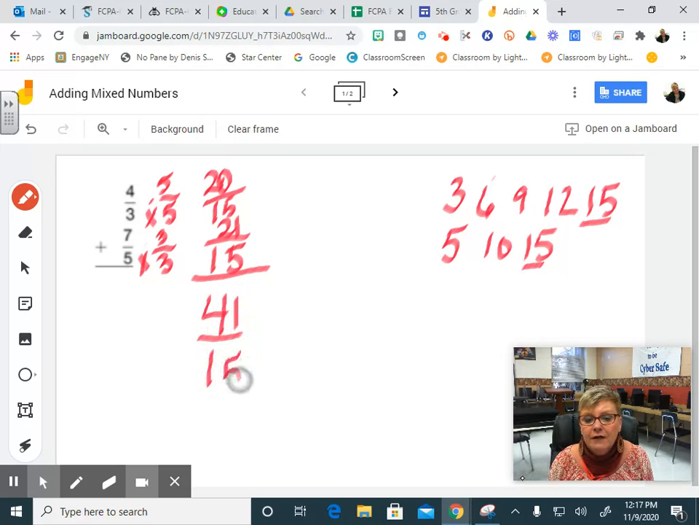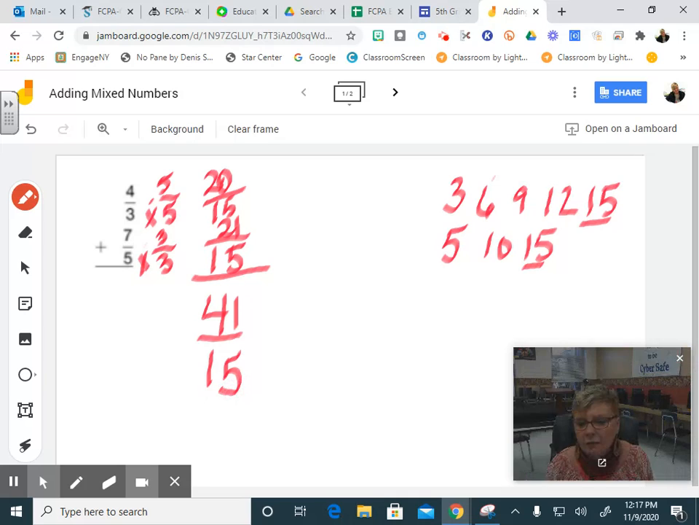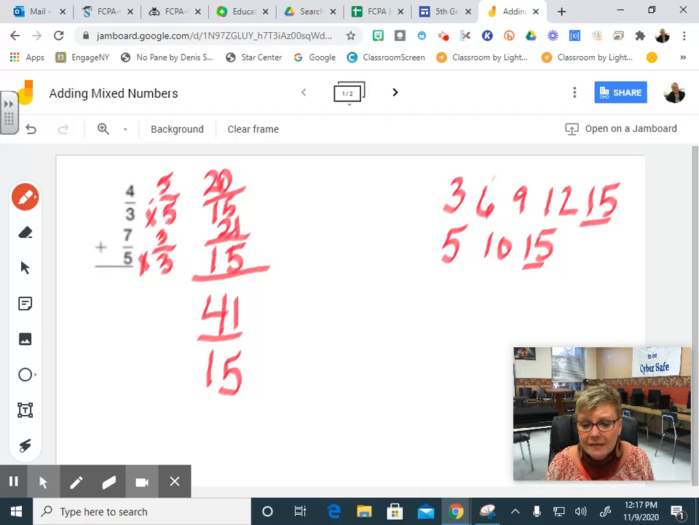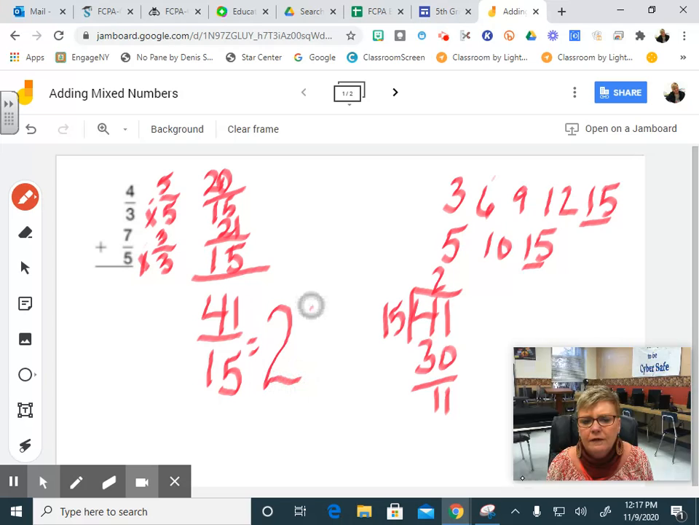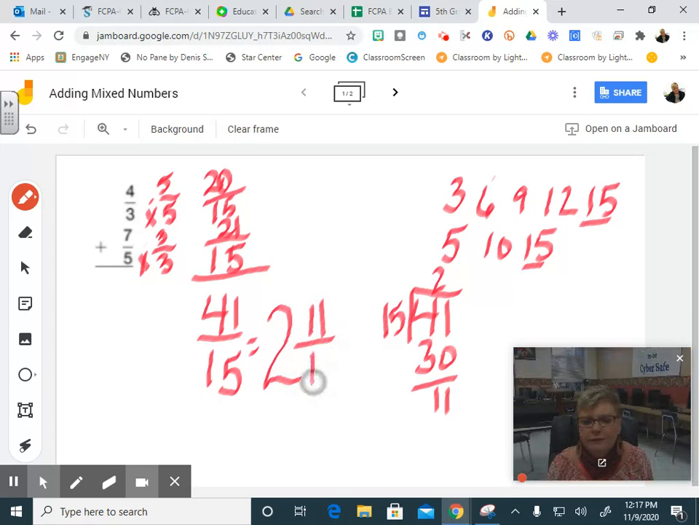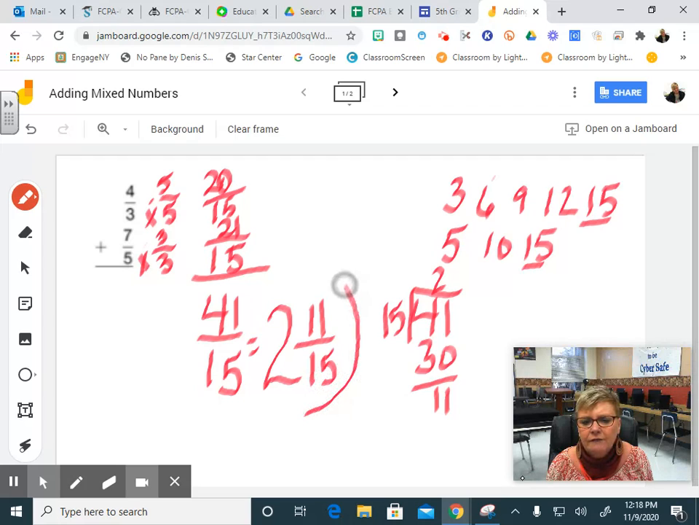Now that's an improper fraction, so we don't want to leave our answer like that. We want to make it into a mixed number. So how many times will 15 go into 41? Let's see, 15 times 2 is 30. 15 times 3 is 45, so it's going to go 2 whole times. So 41 divided by 15 gives me 2 with 11 left over. So it's going to be 2 wholes with 11 fifteenths left over. 2 and 11 fifteenths.